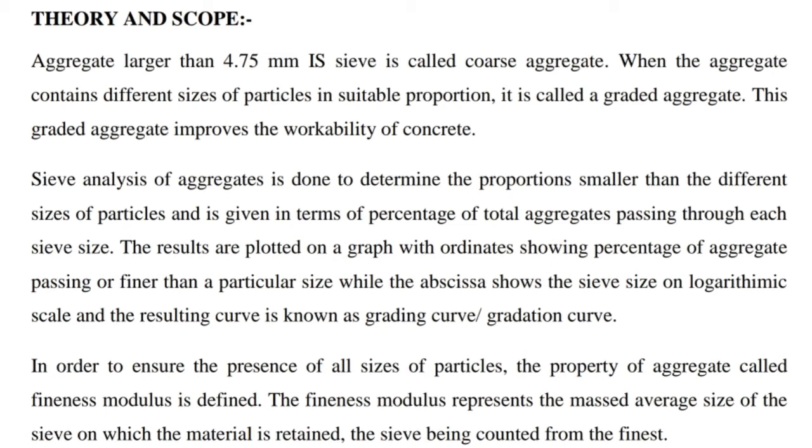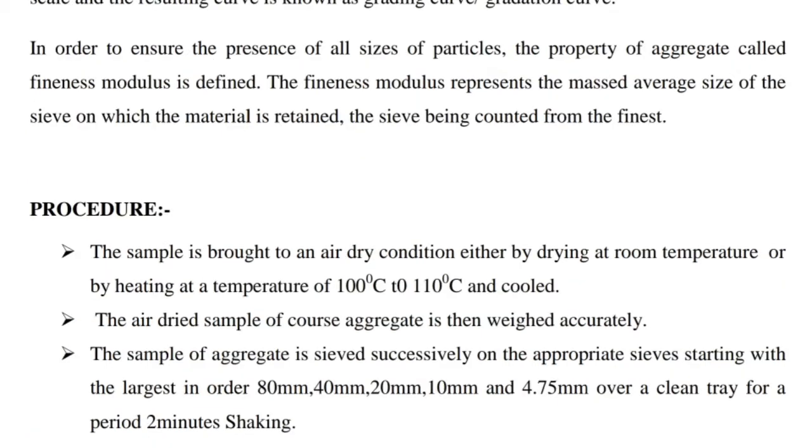The results are plotted on a graph with ordinates showing percentage of aggregate passing or finer than a particular size, while the abscissa shows the sieve size on logarithmic scale, and the resulting curve is known as grading curve or gradation curve. In order to ensure the presence of all sizes of particles, the property of aggregate called fineness modulus is defined. The fineness modulus represents the mass average size of the sieve on which the material is retained, the sieve being counted from the finest.